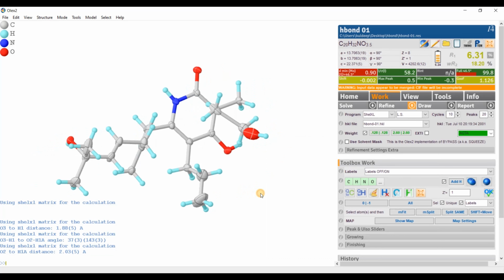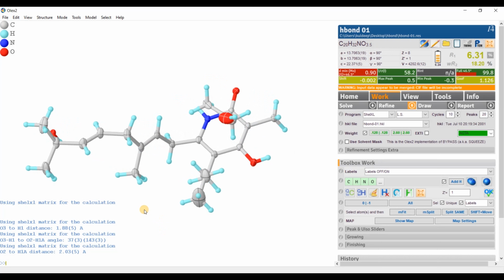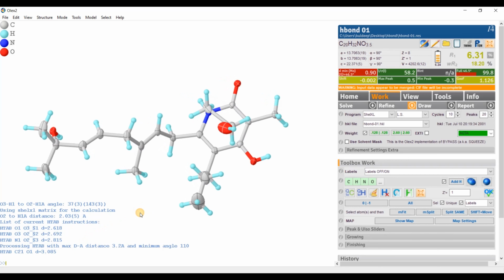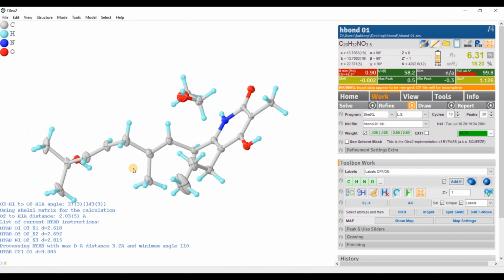Okay, so if you want to include some more hydrogen bonds, then type HTAB. Suppose you want to include hydrogen bonds longer than 2.9 angstrom, then type, say, 3.2, and the bond angle 110. Then it will include some more hydrogen bonds in the table. So by typing HTAB and HTAB minus G, you can display all the hydrogen bonds.